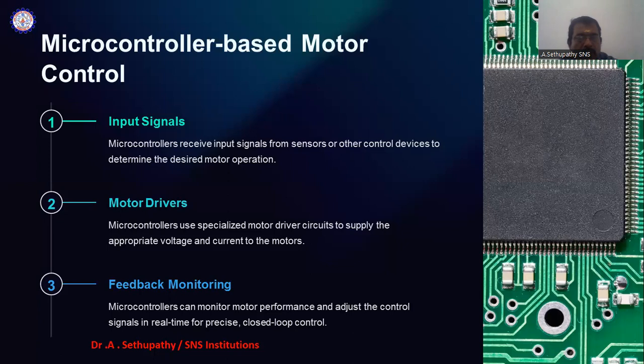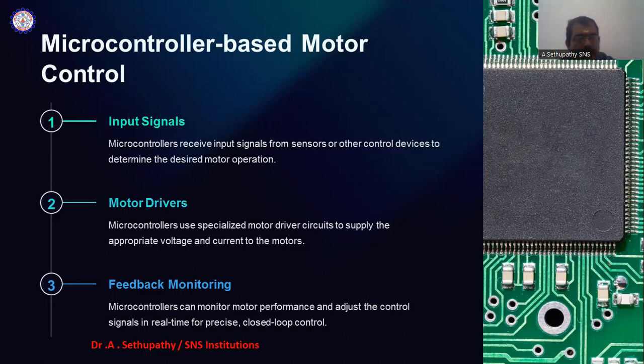So how to control the motors? The first one is input signals. Microcontrollers receive input signals from sensors or other control devices to determine the desired motion operations. The next one is motor drivers. Microcontrollers use specialized motor driver circuits to supply the appropriate voltage and current to the motors.